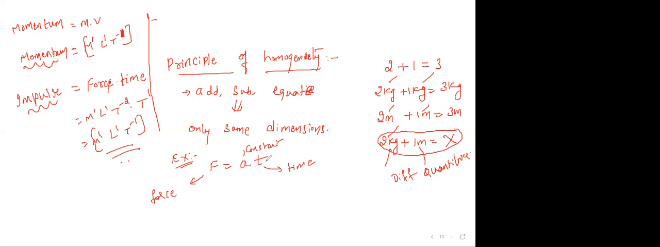F is equal to A into T means A is F by T. Force is M1 L1 T minus 2, time is T power 1. If I take T power 1 to the numerator, it becomes T power minus 1. So it becomes M1 L1 T power minus 3, which is the dimensional formula for the constant A.